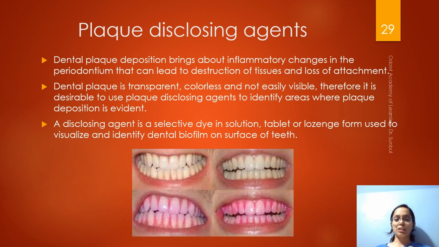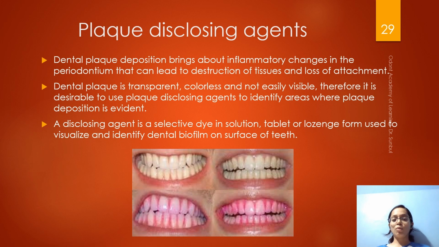and then we move to plaque disclosing agent, which is another chairside investigation. Dental plaque deposits on the surface, and if it is not treated, then it can cause a lot of destruction to the tissue and there can be loss of attachment. Dental plaque is totally transparent, colorless, and not easily visible, which is why we have to use plaque disclosing agents to identify the areas where the plaque deposition is evident.